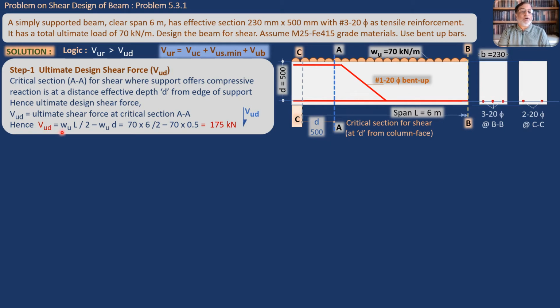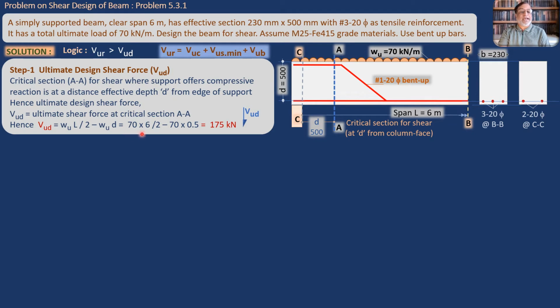By a simple formula you can calculate the value. VUD will be equal to WL by 2, this is the shear force at this edge, minus the shear due to this load for a distance d, W into d. This formula we have also already studied in the earlier video, and we are applying it. So WUL by 2 minus WUd gives us the value of VUD. So we will substitute the values. WU, note that this is the ultimate load, already given as ultimate load, so we don't have to multiply that load by any load factor to make it ultimate.